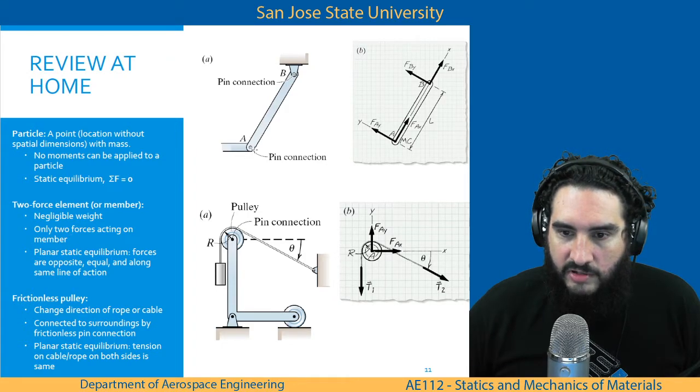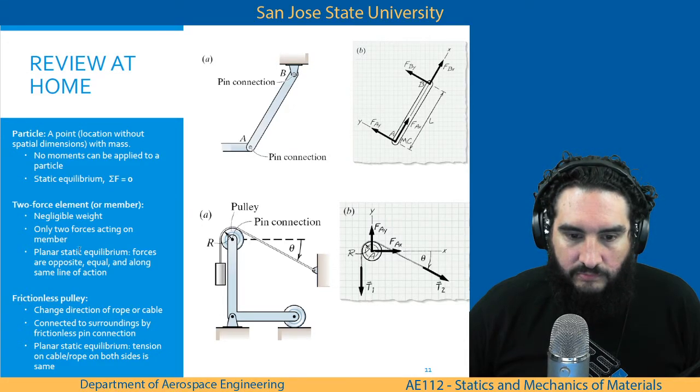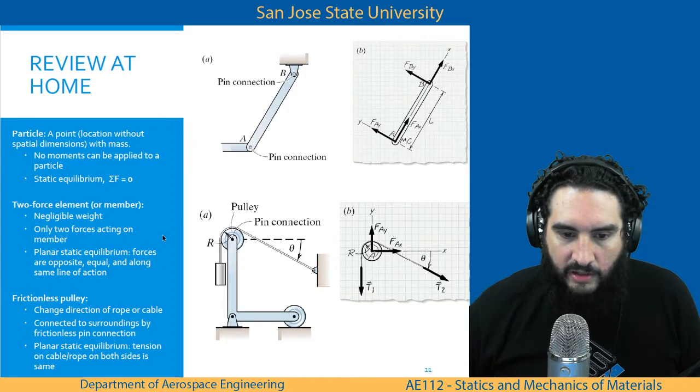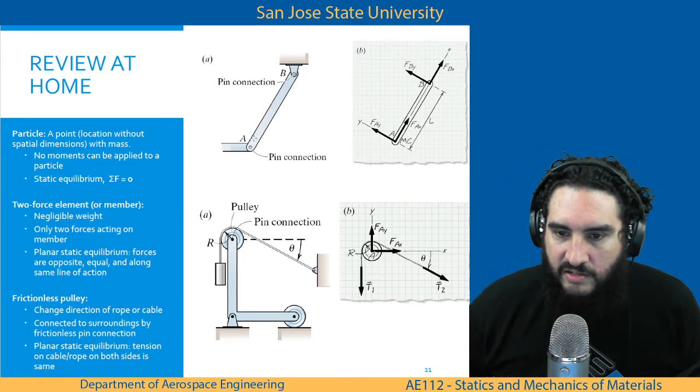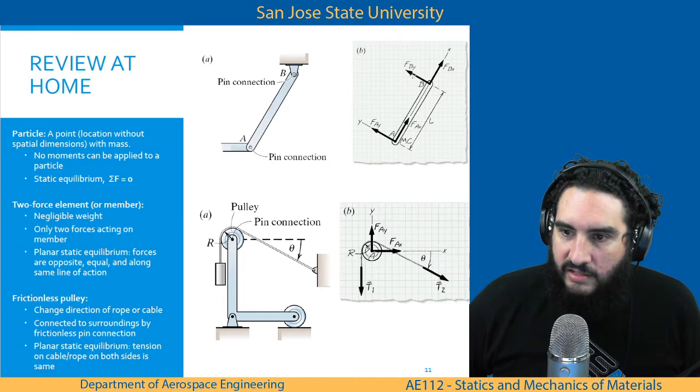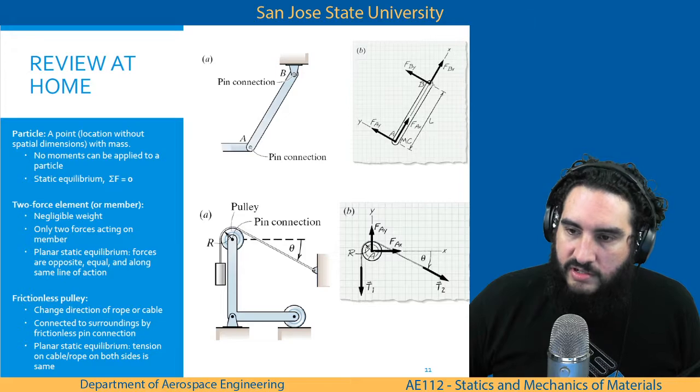The condition for it is that it must only have two forces acting on it. In this case, it is force at A and force at B. Planar static equilibrium, forces are opposite, equal, and along the same line of action. So when I see this member AB, instead of resolving FBY and FBX and having a Cartesian coordinate system here, I can know that there will be a force on A and a force on B that are going to be along the same line that is member AB.